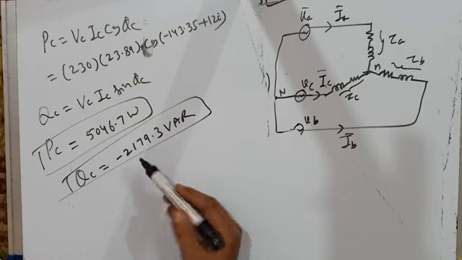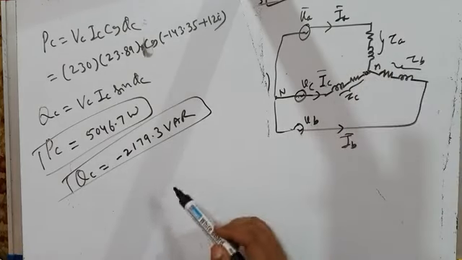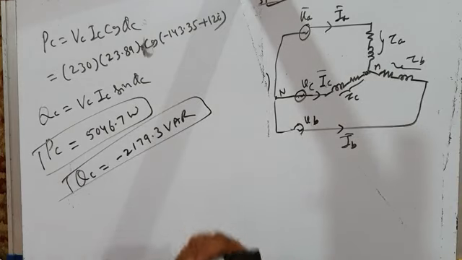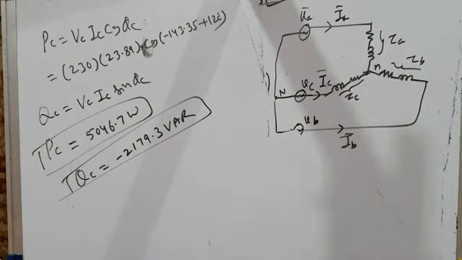Now you can see the reactive power of phase C is negative. Negative means it's generating reactive power, whereas the reactive power of the other two phases was positive. That means they are absorbing reactive power. The reason being, these are RL branches and this is an RC branch.